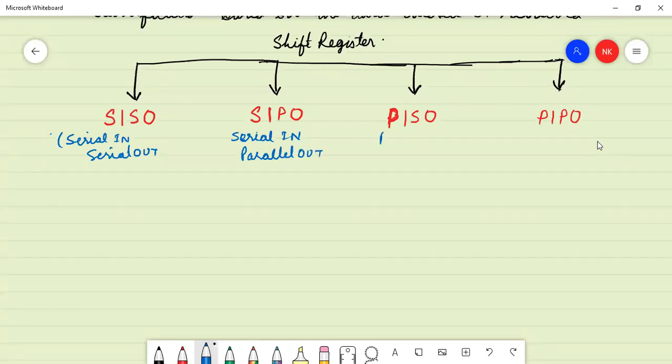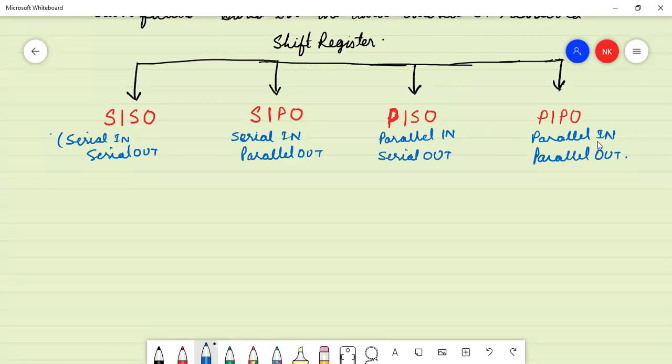Third one is parallel in, serial out, and the last one is parallel in, parallel out. Okay, so based upon that, in the first case we have serial in and serial out.